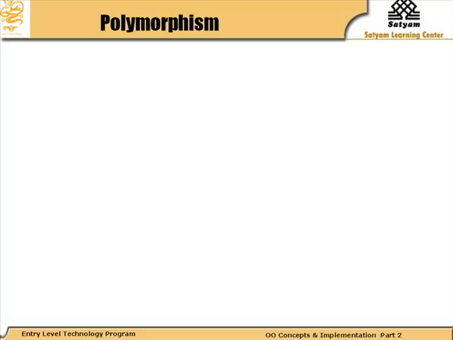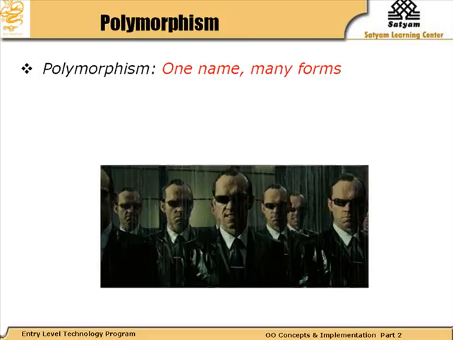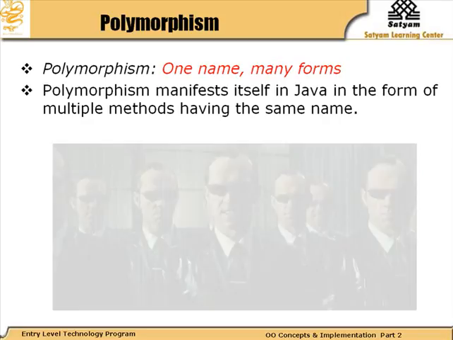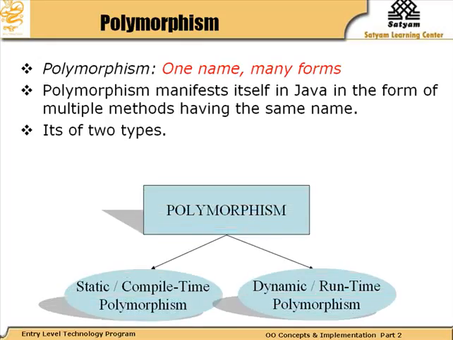Polymorphism. Polymorphism manifests itself in Java in the form of multiple methods having the same name. Polymorphism is classified into two types, static and dynamic, also called compile time and runtime.